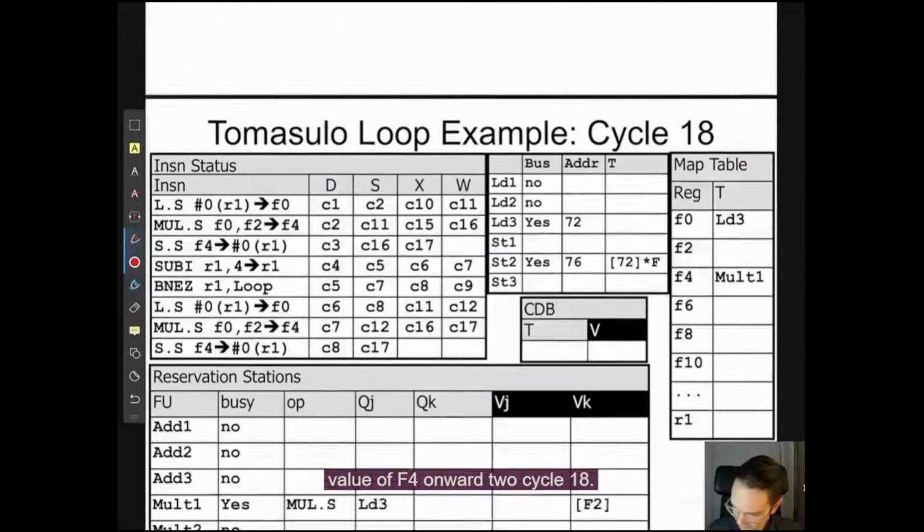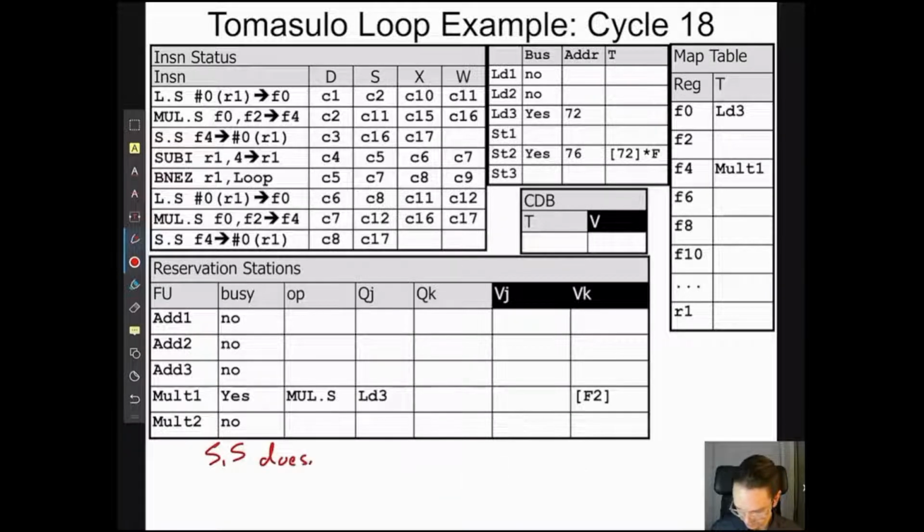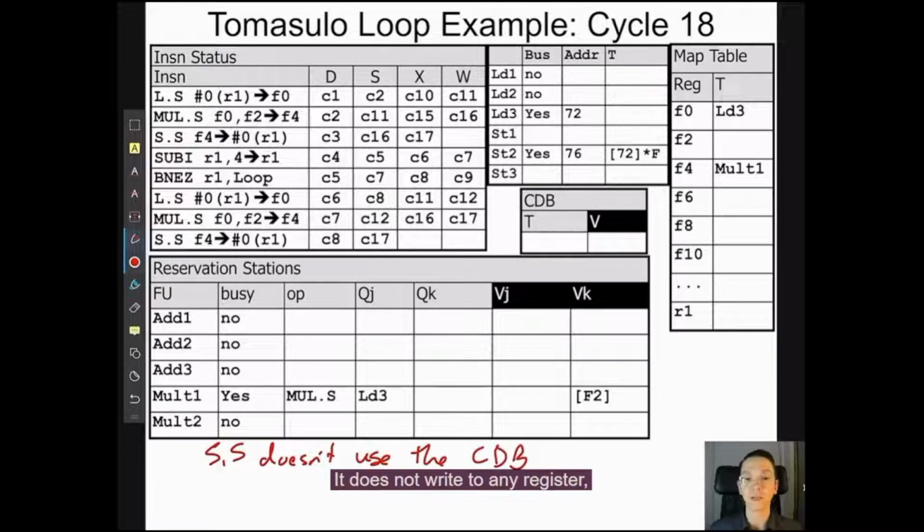Onward to cycle 18. That first store instruction finished its execute in the last cycle, so it enters write back now. However, a store instruction doesn't use the CDB. It does not write to any register, it does not output a register value. Now, just as we have read after write, write after read, write after write dependencies on registers, we could have the same such dependencies on memory for instructions that read and write, load and store the same addresses. And this leads to complexity. We will see this in the next module.